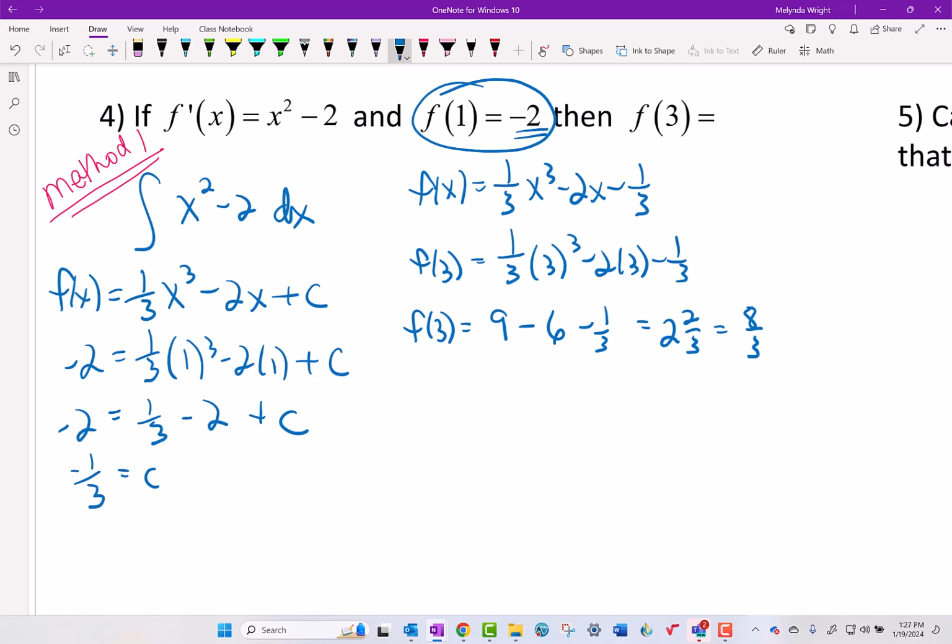We do an indefinite integral. We do our plus c. We find c. We plug back in. Okay, I'm going to pause here for a second. Is everybody okay with method 1? Okay, let's look at method 2.